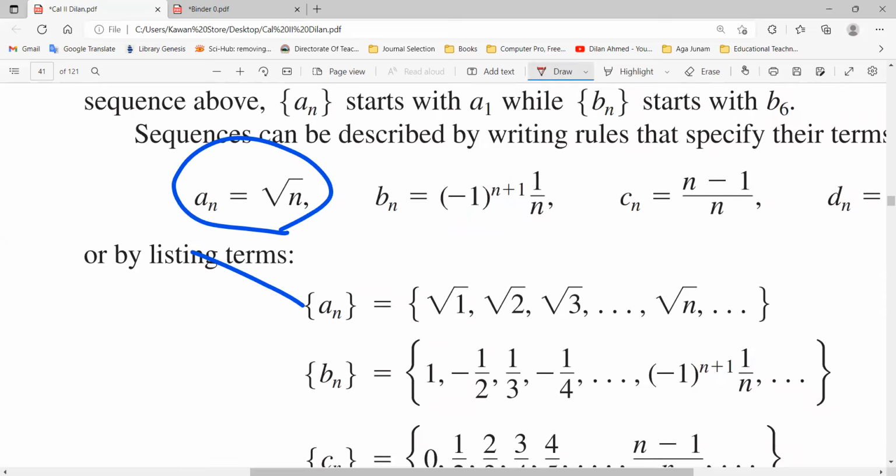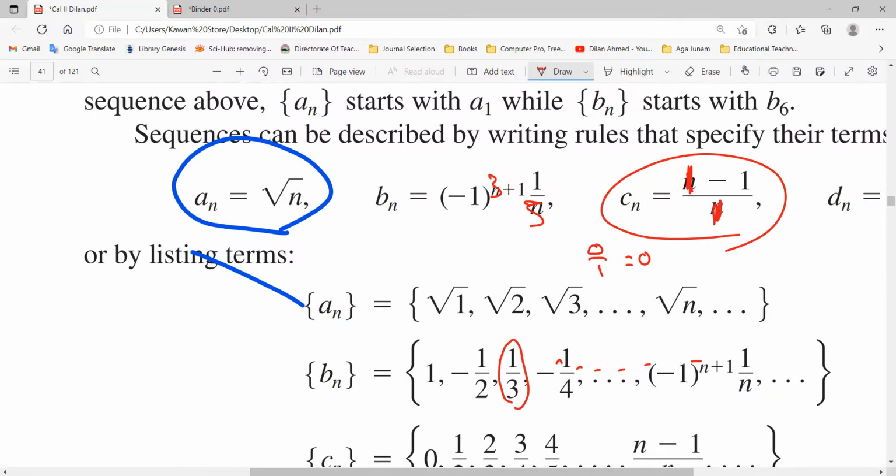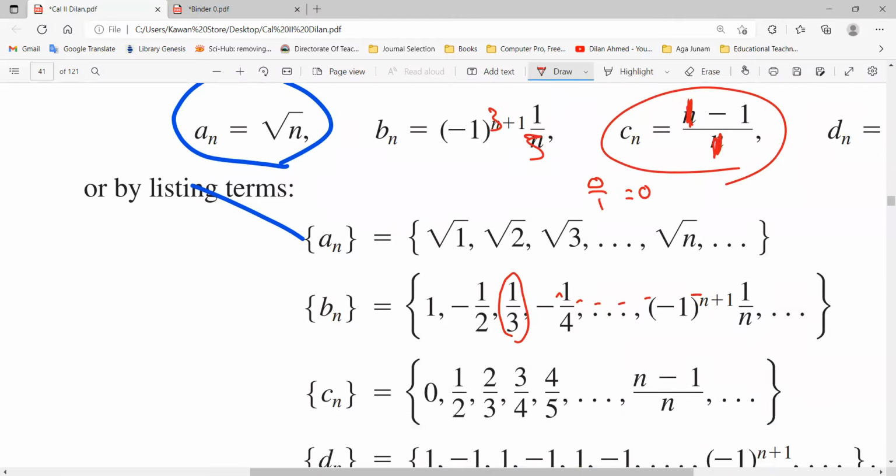And you get what? 3 plus 1. Here also will be 3. So I'll get 1 over 3 positive and go on. Understood? How about Cn? 0 over 1, right? Am I right? 0 over 1. So I'll get 0. First term will be 0.